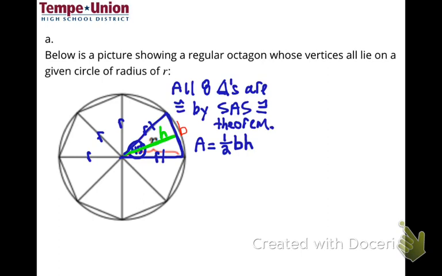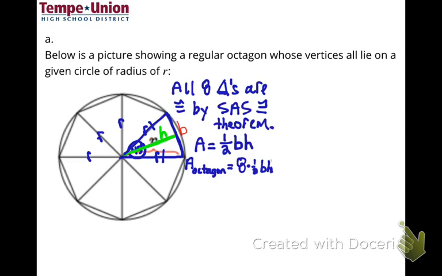Now if I wanted to find the area of the whole polygon, or in this case octagon, the area of the octagon would be 8 times that, right? So I would say 8 times 1/2 base times height. Sorry, that B is a little messed up there. Okay, so now we have the area of the octagon.